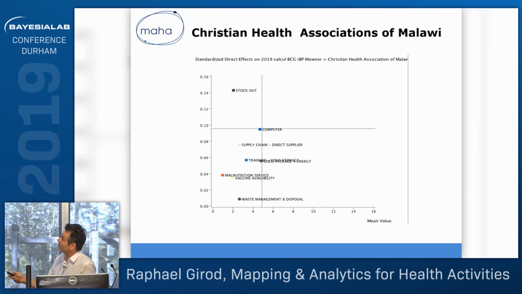Back to the Christian Health, this confessional network, stockout. Why is it located here? Because they do not have any scale effect. They are not so well organized, it is well known locally, and they do not have any scale effect in comparison with the government. So they are facing lots of problems with the supply chain.